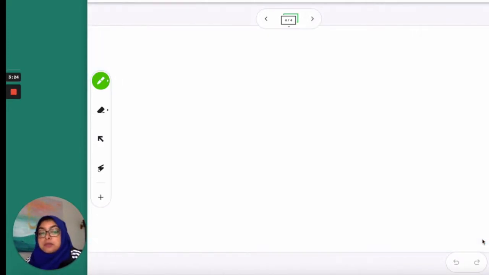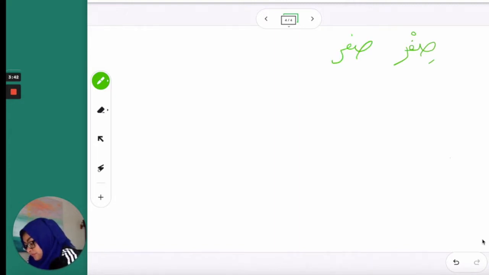What was the number for 0, which we did back in Unit 4? Sifr. Sifr, with a sad, not a seen. Sad, kasra. Fa, sukun. Ra, صفر, meaning 0. Remember, the sad always has to have that tail before you put the next letter.